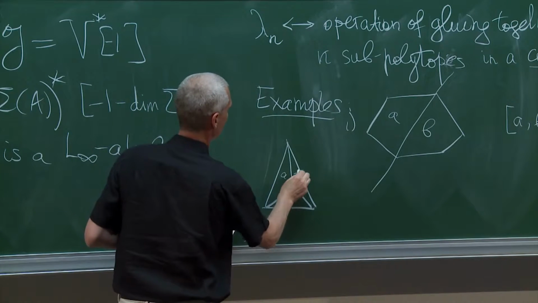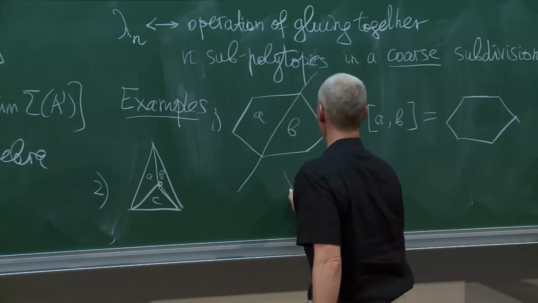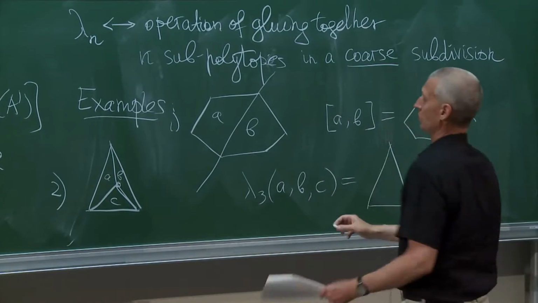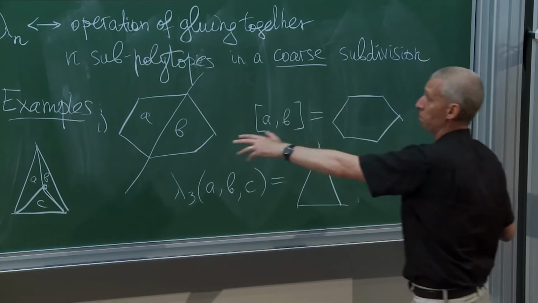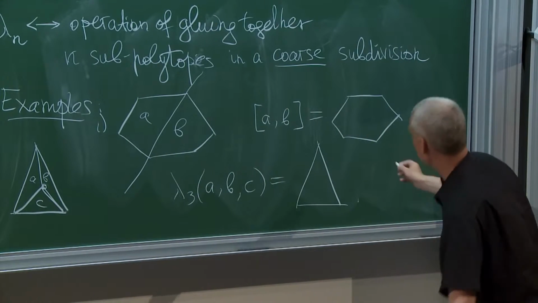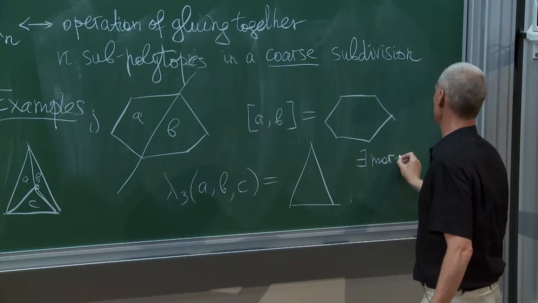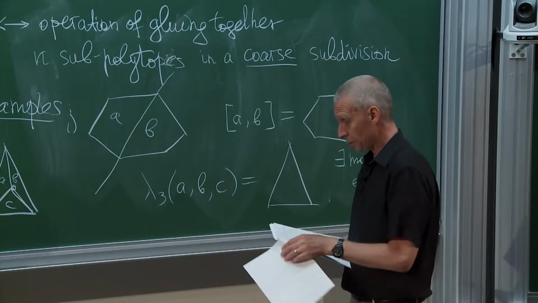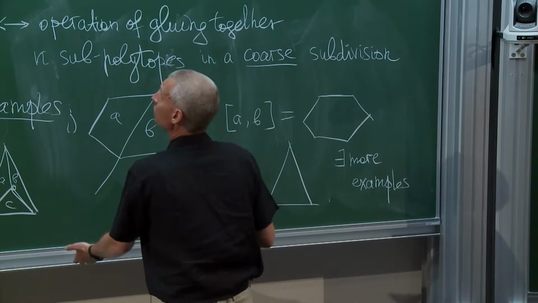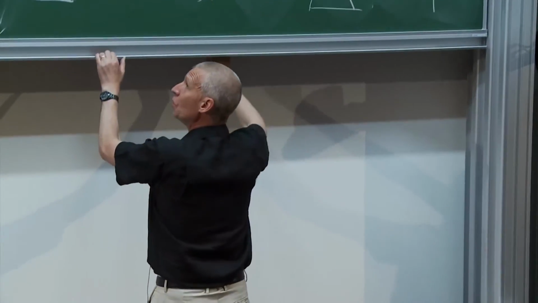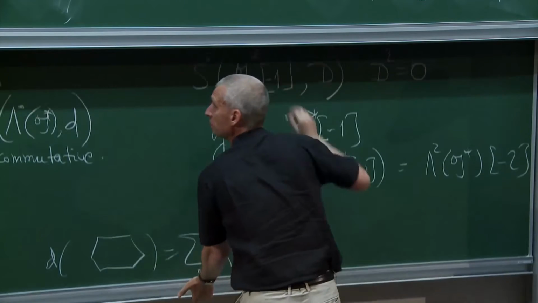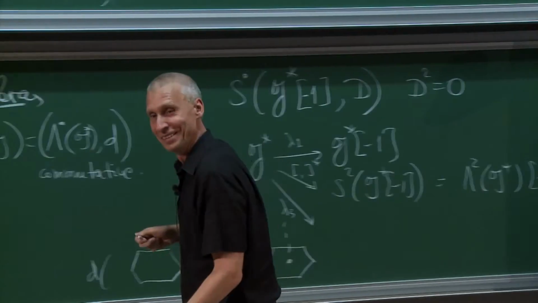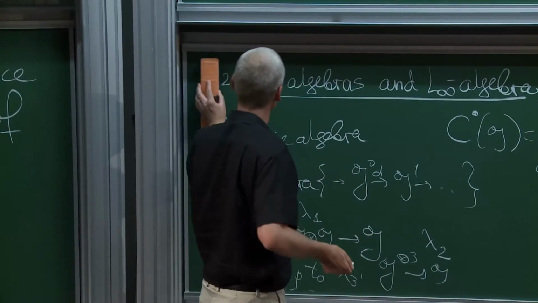If there are 3 parts, A, B, and C, then the lambda 3 of A, B, C would be the whole thing. And in general, in higher dimensions, there are many more possibilities for doing this. So there exist more examples. So it's a geometric way of formulating gluing together polytopes. Gluing together is geometric, and this is algebraic.